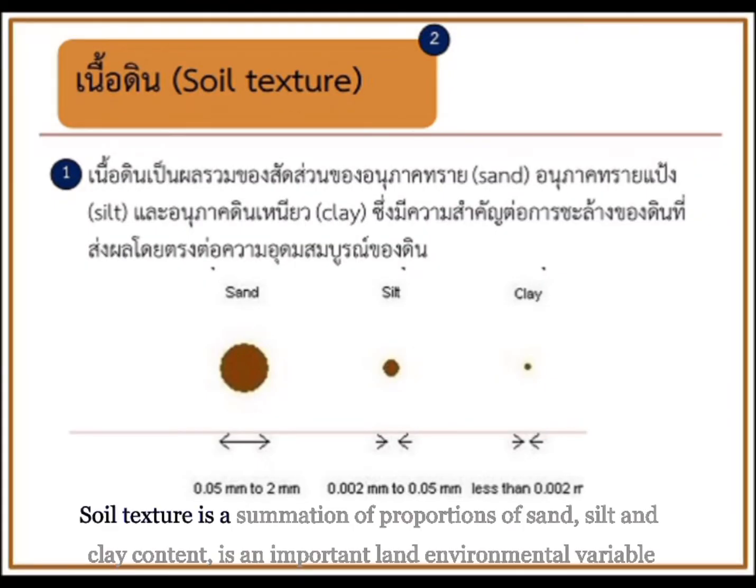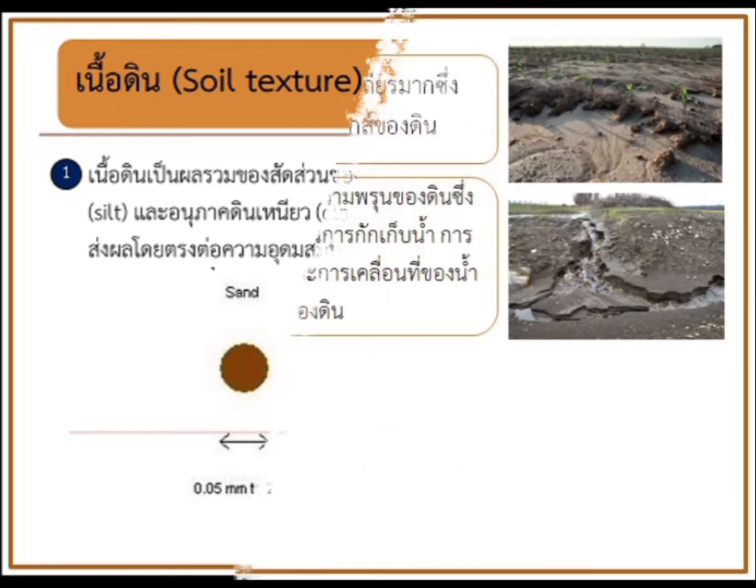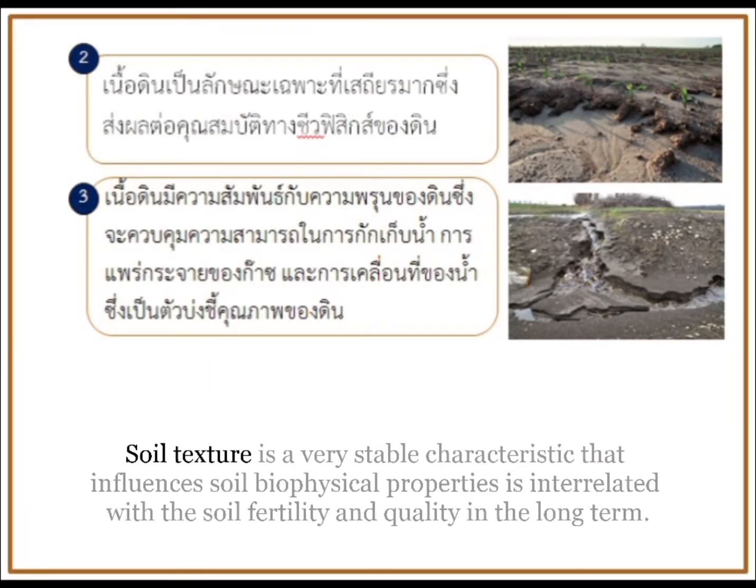Soil texture is a summation of proportions of sand, silt, and clay content. It's an important land environmental variable because it plays a key role in soil degradation and water transport processes, controlling soil qualities and its productivity. Soil texture is a very stable characteristic that influences soil biophysical properties. It is interrelated with soil fertility and quality in the long term.